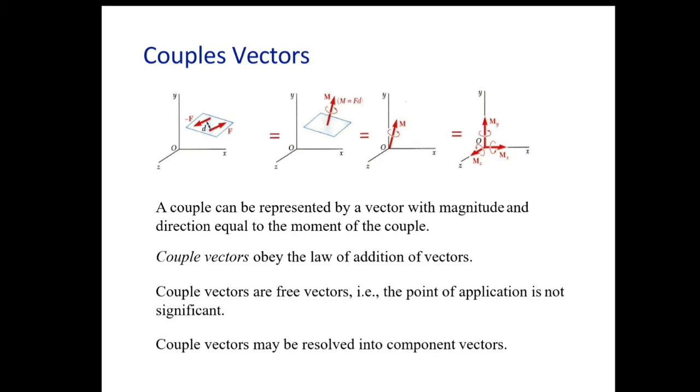Likewise, we did for F equals Fx plus Fy plus Fz. So here also the same law we have to apply. Now couple vectors are free vectors, that is, the point of application is not significant. We don't know the actual plane and actual position of the couple, so we will consider it as three dimensional, or in space. So we can find the three components of the couple, or moment, also.